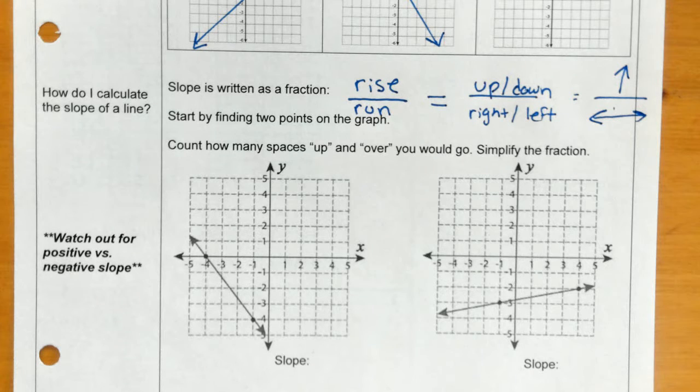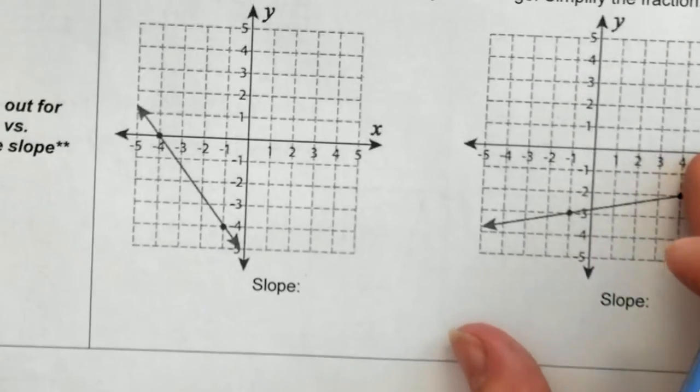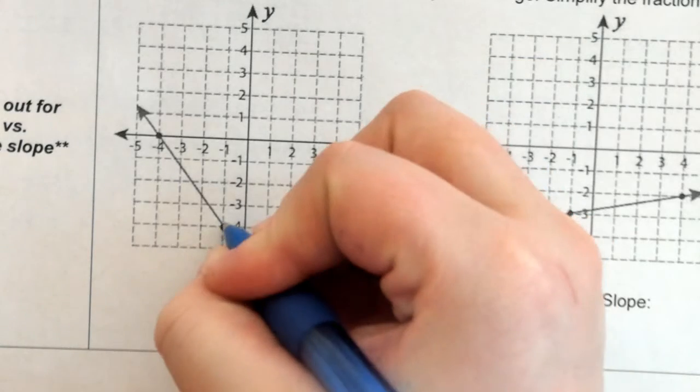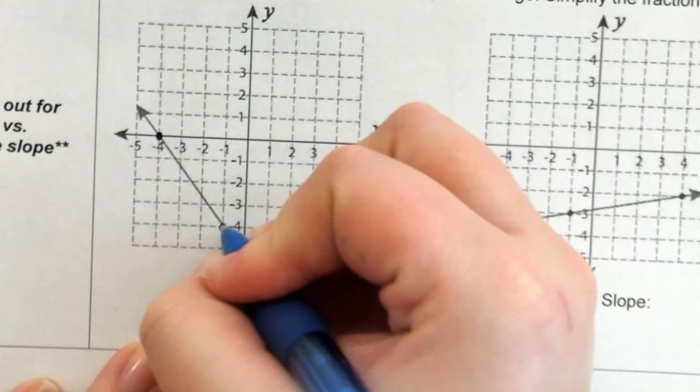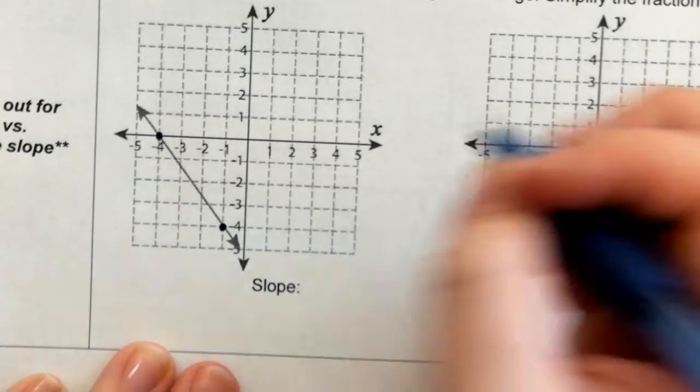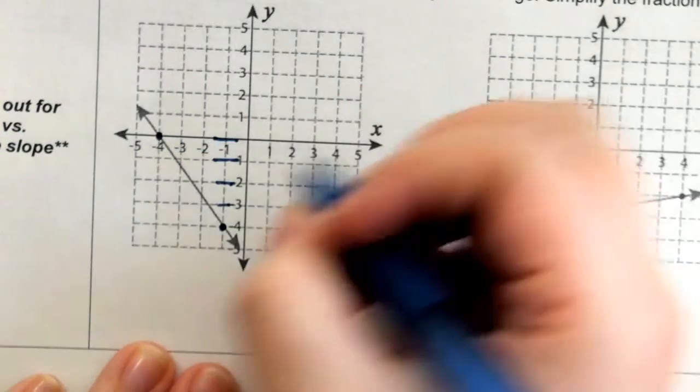So when we're finding the slope of a line, we're going to count the number of spaces up and over you would need to go to get from one point to the other. For example, if we look at this first graph, the 2 points are picked for us really nicely. They picked one right here, and they picked one right there. Sometimes the points won't be picked for you on the graph, and you'll have to find 2 nice points on the line. So let's count. If I was to go from this point to this point, I would have to go up 1, 2, 3, 4 spaces.